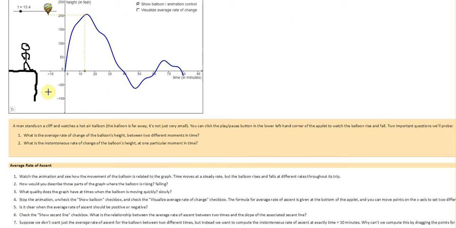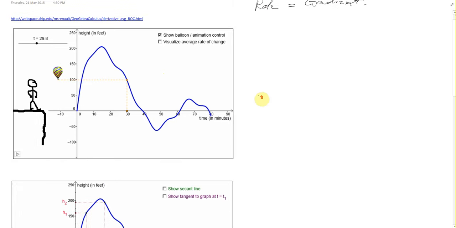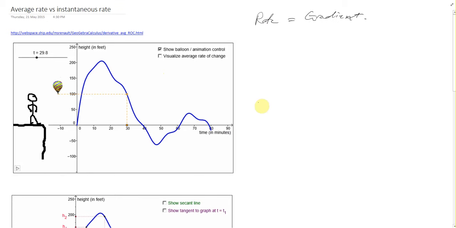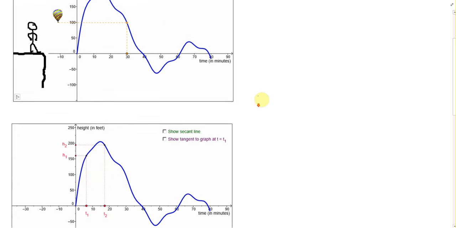Now, what we want to discuss is the rate at which it goes up and down, the rate of change of the height of this hot air balloon. So what we thought about last time was the rate of change. The rate is actually given by the gradient of a line. So let's check that out. There are two types of rate of change that we can talk about: average or instantaneous.